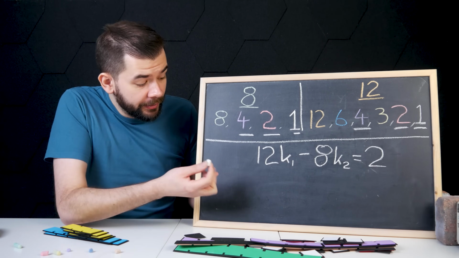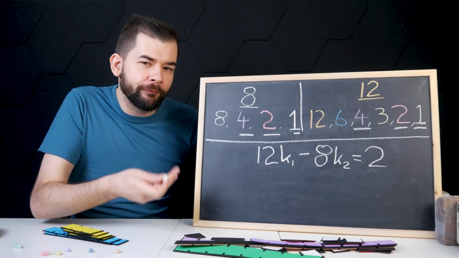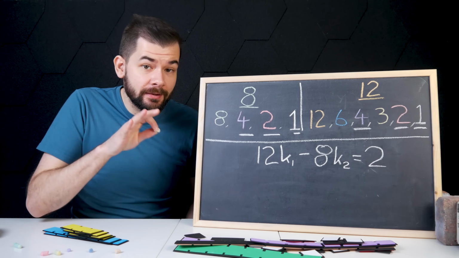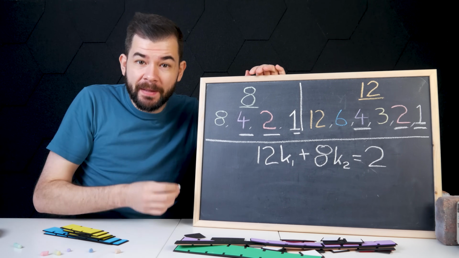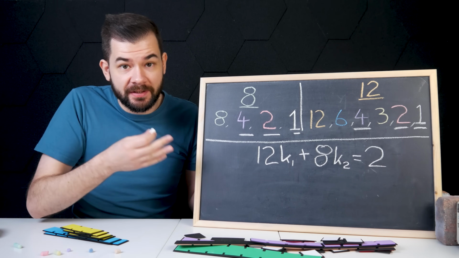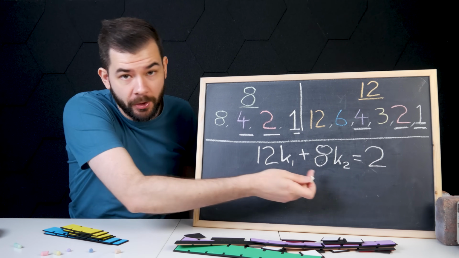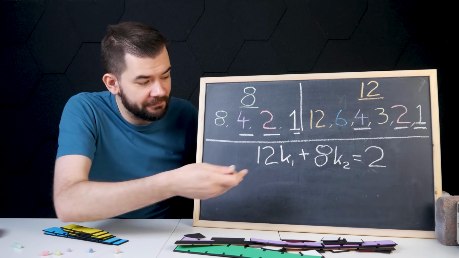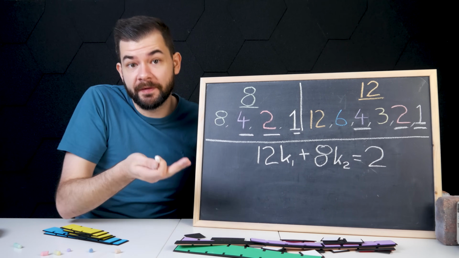So earlier we were looking at 12k1 subtract 8k2 equals 2. Now I'm actually just going to rewrite this to make it look like the standard linear Diophantine equation. I'm going to change this to a plus. We can do that because k2 is an integer and it can be positive or negative, so the sign of its coefficient is arbitrary. For example, if negative 5 was a solution to the first, then positive 5 will be a solution to this one, and so on.